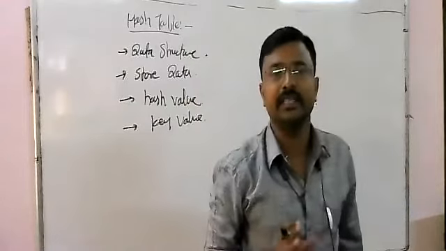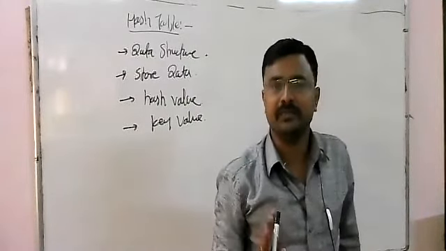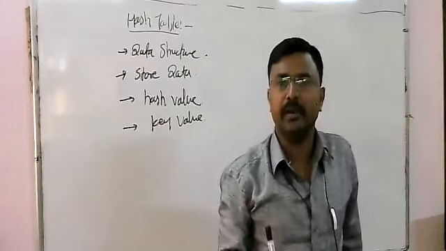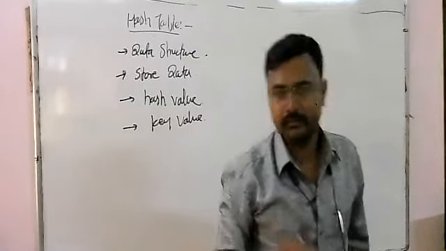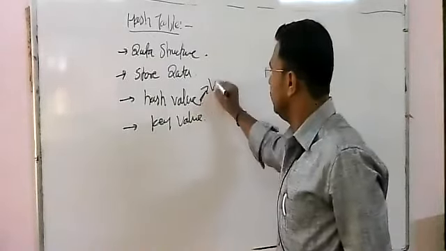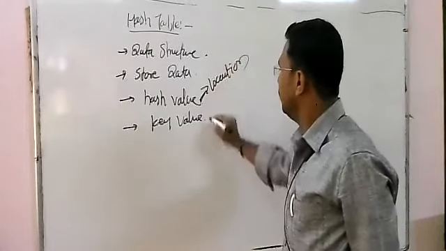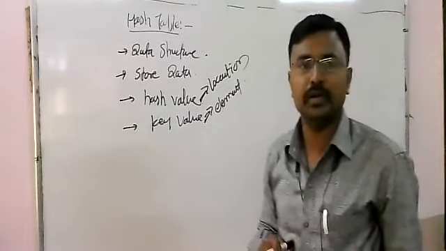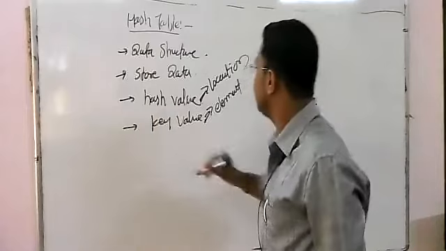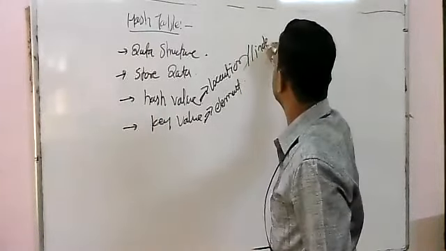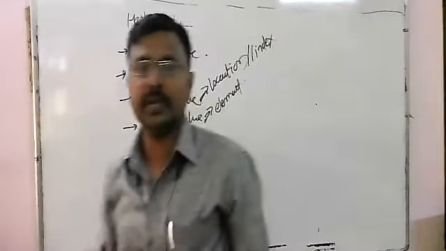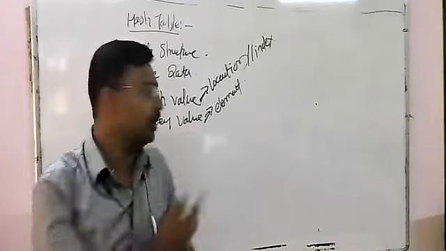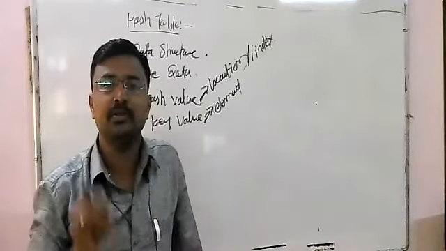Your hash table is represented by two fields. First one is a hash value, another one is a key value, where the hash value is the location where you are going to store your element. This hash value is nothing but the index where you are going to store your key value.